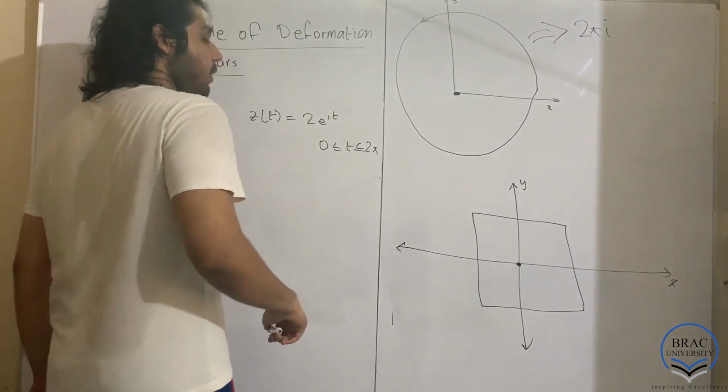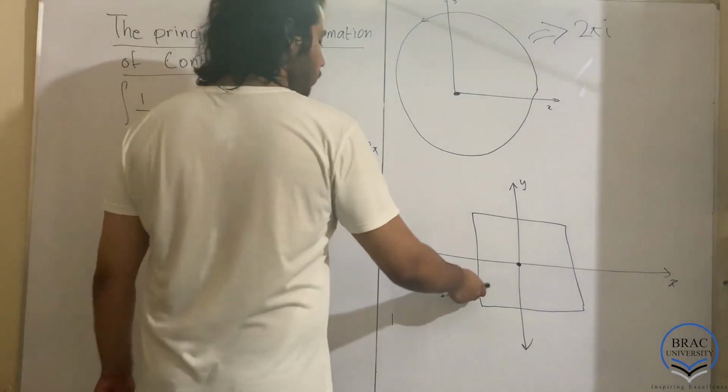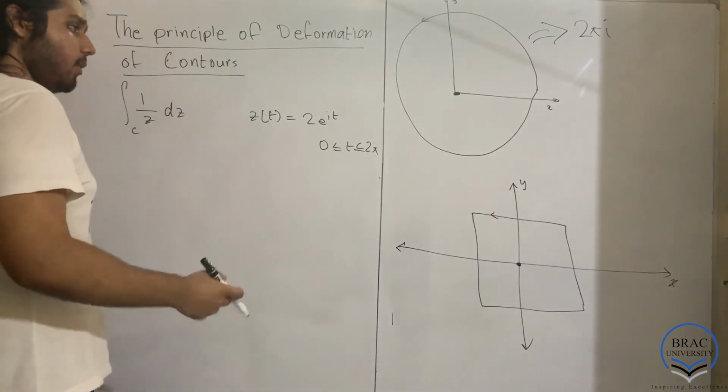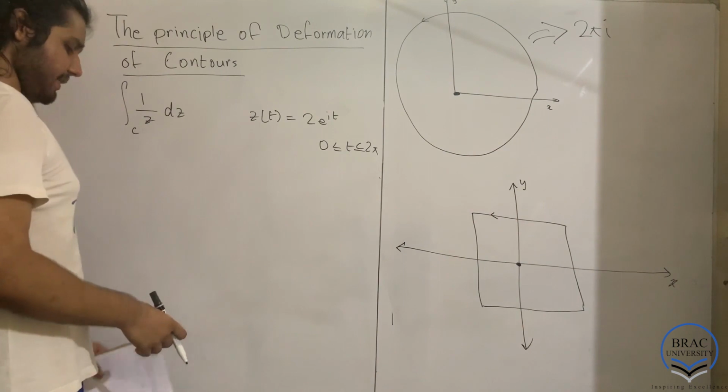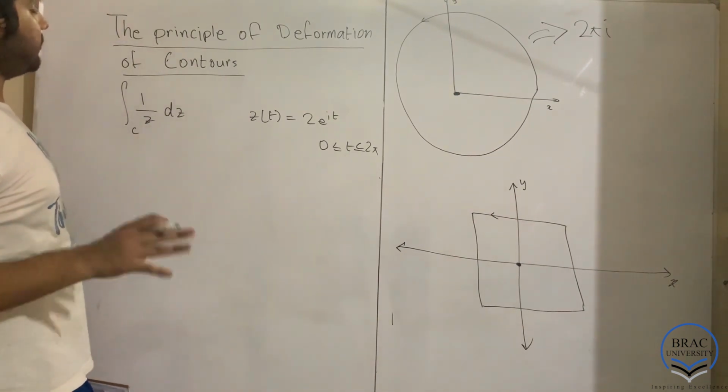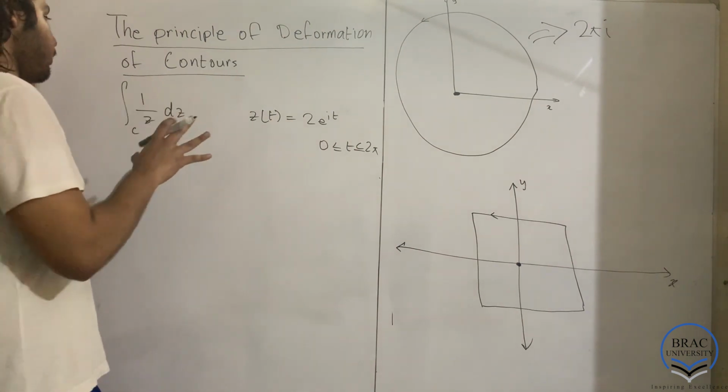What would be the value of the integral given the contour was like this? So of course, anti-clockwise again. What would the value be if we were to have it like this? Now, before that, let me introduce you to the concept of principle of deformation of contours.